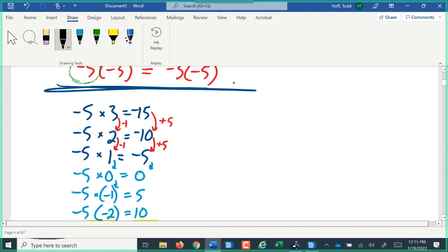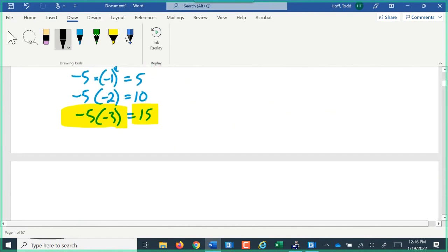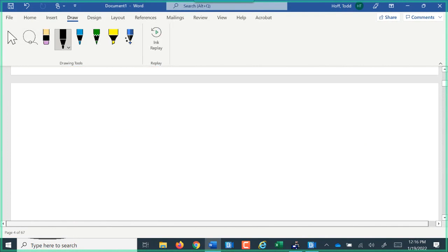Negative times a positive is a negative. Positive times a negative is a negative. If both are negative, a negative times a negative is a positive. That applies for multiplication, and it also applies for division. But again, only because of the definition of a division.